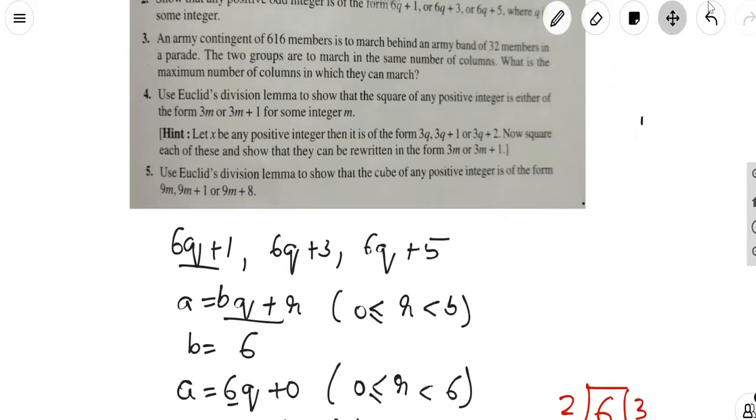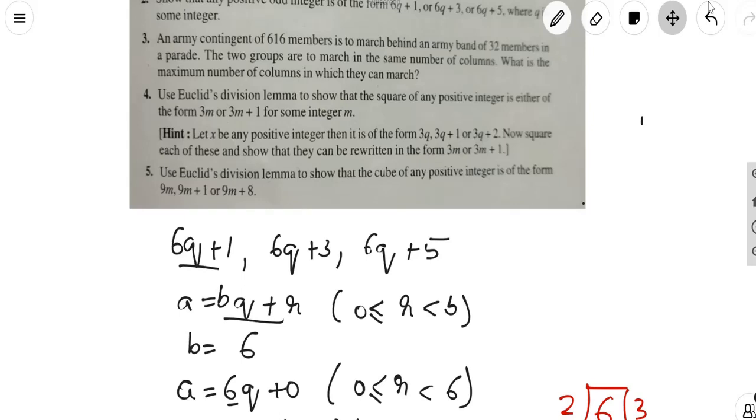So we'll go through the problem first. Problem number 5 is: use Euclid's division lemma to show that the cube of any positive integer is of the form 9m, 9m plus 1 or 9m plus 8. It is almost the same as problem number 4. In problem number 4, they asked for the square of any positive integer, but in problem number 5, they have asked for the cube of any integer.